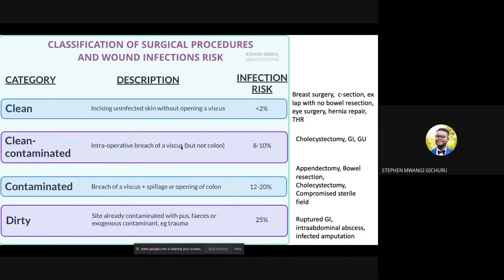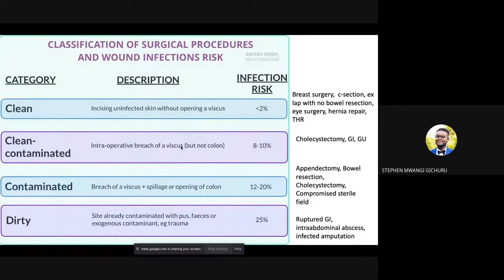So in this case, usually perforated GI. So that's appendicitis, even the bowel themselves. You could be having intra-abdominal abscesses, infected amputations. So what I want to impress upon you guys is this infection risk.